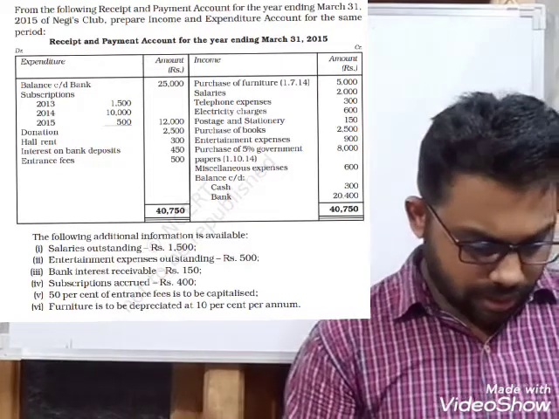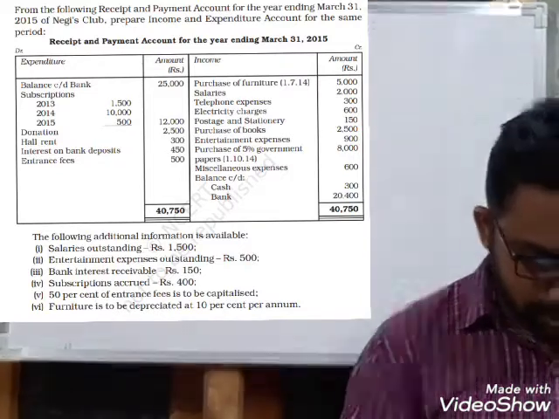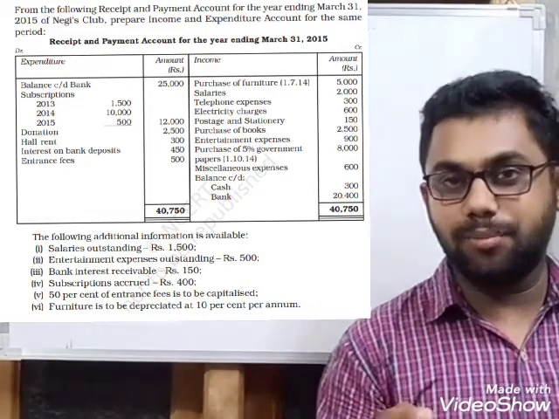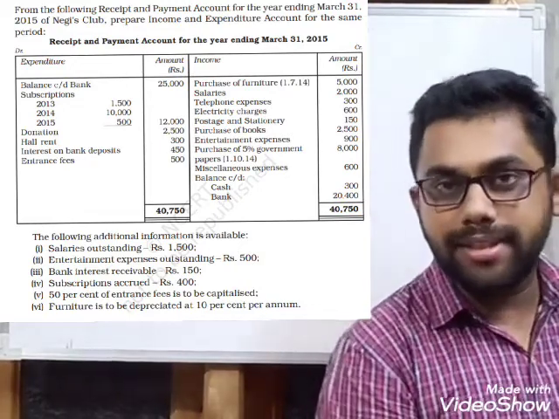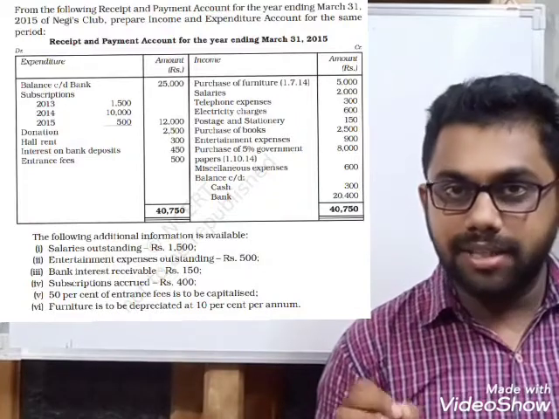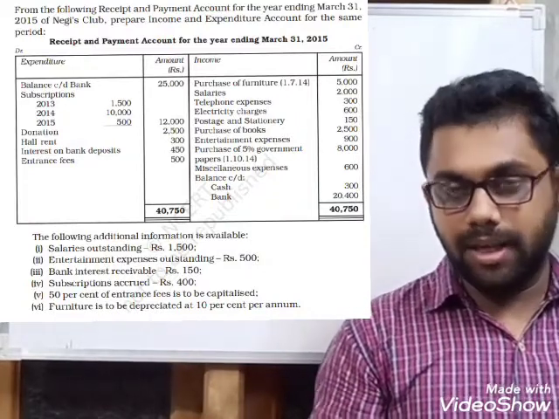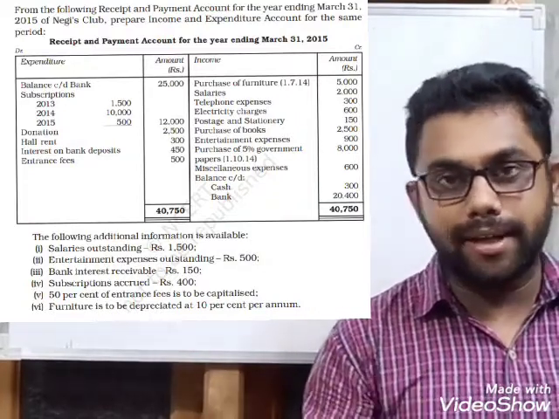Next one is that 50% of the entrance fees is to be capitalized. Most important, as I have already discussed, if there are any entrance fees and life membership fees, then we have to see the adjustment regarding this.